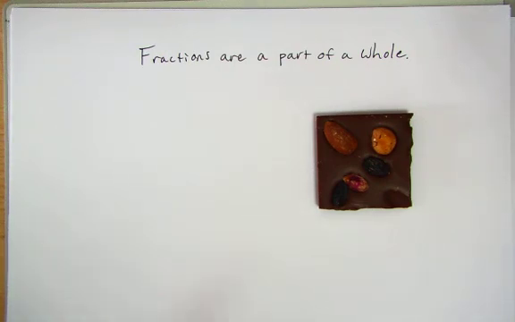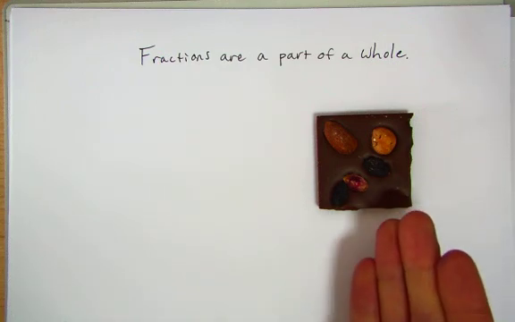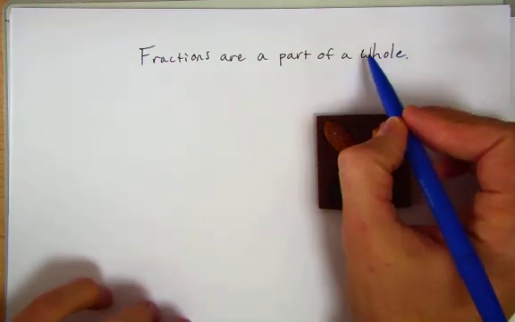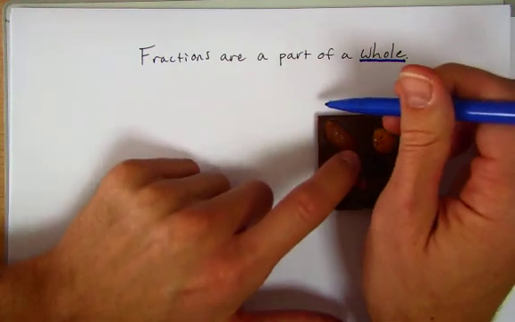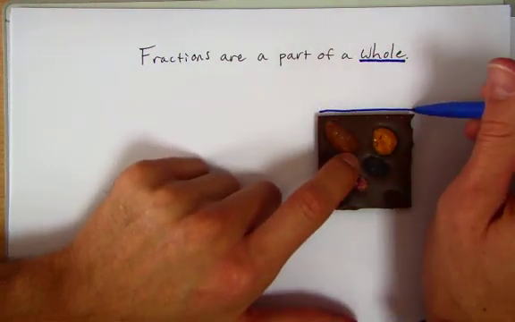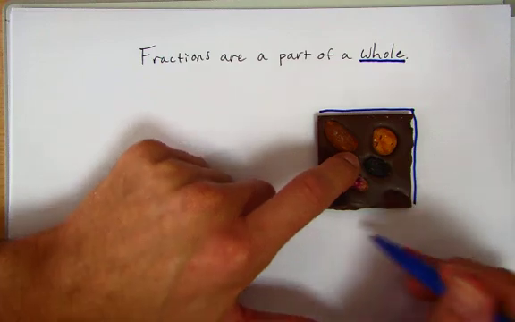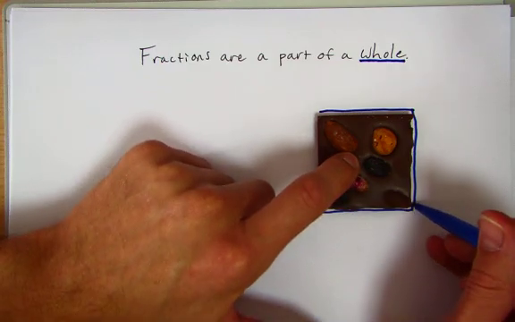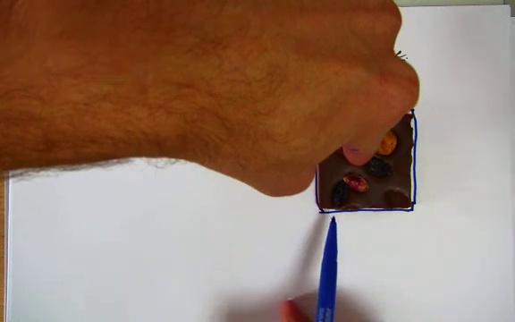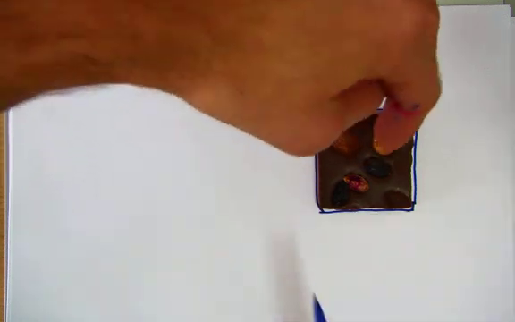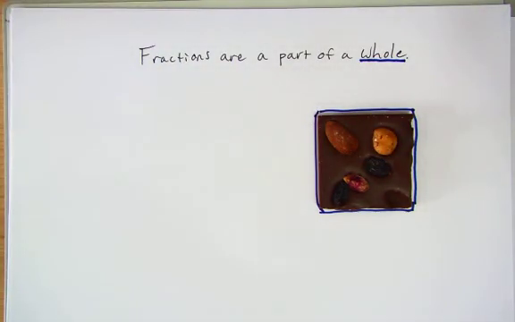Now, I have one whole chocolate bar. This is my whole right here. One whole chocolate bar. I'm going to draw or trace around this chocolate bar so that I can move my chocolate bar eventually. But here is my chocolate bar. It is one whole chocolate bar. No pieces are missing. There is nothing missing from my chocolate bar.